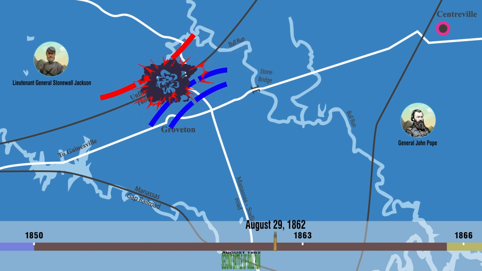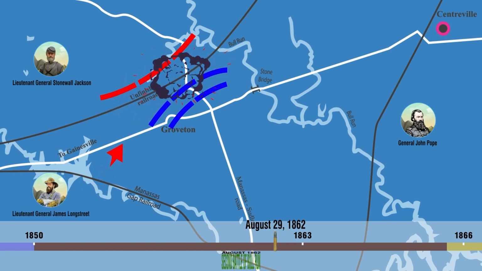August 29, General Pope, thinking that Jackson was in a vulnerable position, launched a series of attacks on Jackson's positions. General Pope was unaware that General Lee had ordered Lieutenant General James Longstreet to lead a flanking maneuver on his right flank. August 30, the first wave of attacks by the Union was shattered by the Confederate artillery.